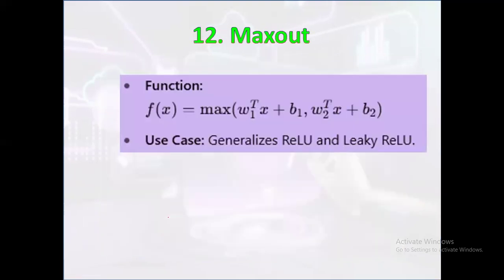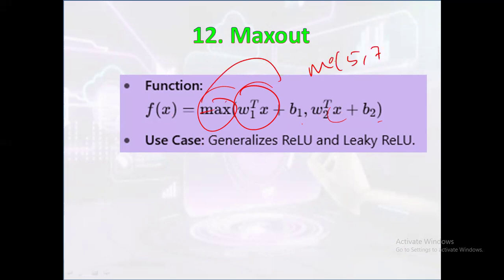The final one is Maxout. It is given by the max of the weighted sums w1 transpose x plus b1 and w2 transpose x plus b2. Maxout is a general purpose activation function that outputs the maximum of two or more linear functions. So if I have 5 and 7, I'll be selecting only 7.